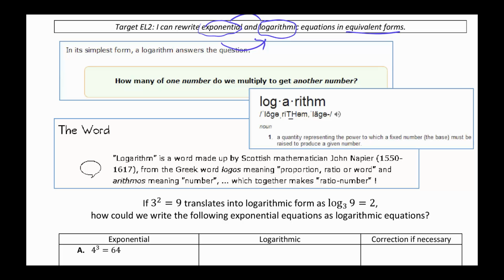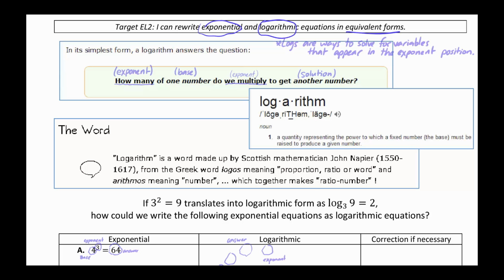So first off, it's important to talk about what those things are. In its simplest form, a logarithm answers this question. How many of one number do we need to multiply up to get to another number? If we are thinking about the words of this question, there are a few things we have to think about. First off, how many of one number talks about an exponent. So how many do we have to multiply? That's talking about some sort of exponent. The number that we are considering, that is the base. And then to get to another number at the end, that would be our solution.